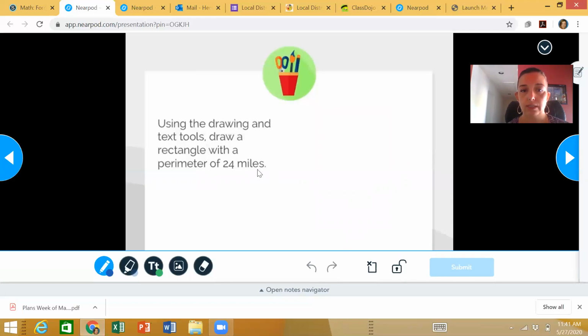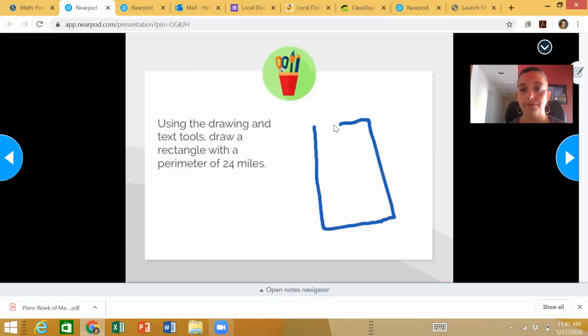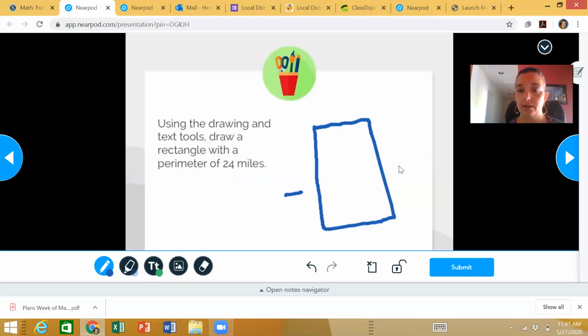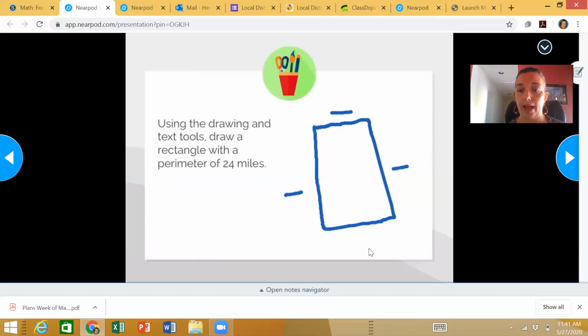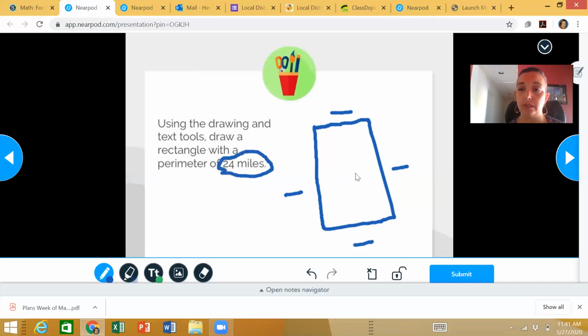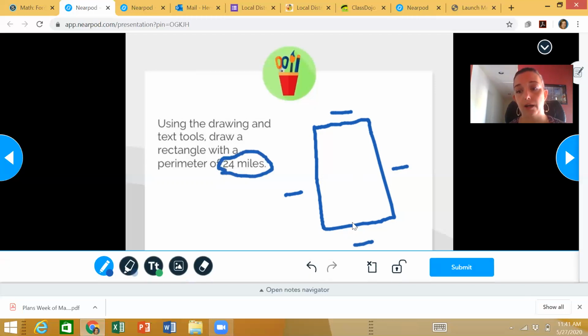Then it says, use the drawing and text tools, draw a rectangle with a perimeter of 24 miles. So you're going to need to draw a rectangle here on this slide, and you're going to have to label the sides that you would put so that the sides will add up to 24 miles. So you have to figure out what the sides would be so that they add up to 24 miles. Write those in and click submit.